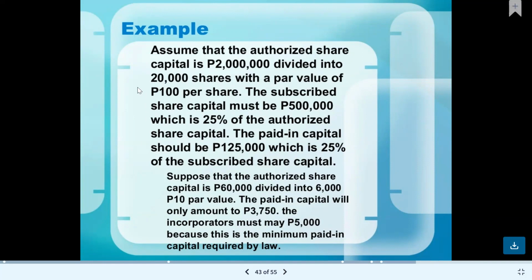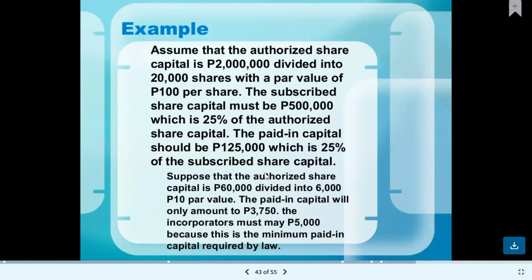If you multiply 20,000 by 100, you will get the authorized share capital. So the subscribed share capital must be 500,000, which is 25% of the authorized capital, and the paid-in capital must be 125,000, which is 25% of the subscribed share capital.